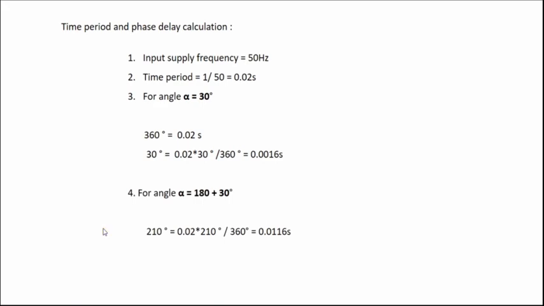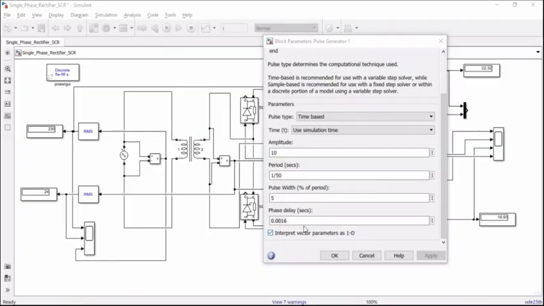And for pi plus 30 degrees, that is the firing angle which needs to be given to thyristors S3 and S4, it shall be pi away from the firing angle of thyristors S1 and S2. For instance, for a 30 degree firing angle of S1 and S2, the firing angle of S3 and S4 will be 210 degrees. By doing the calculation we will get the phase delay value as 0.0116 seconds. So now the value is entered here.